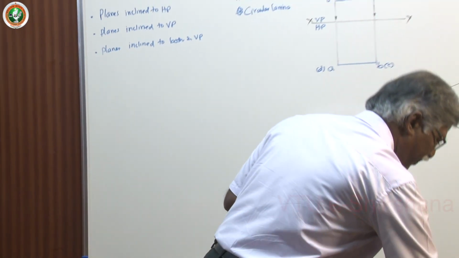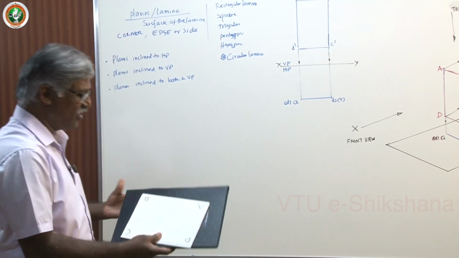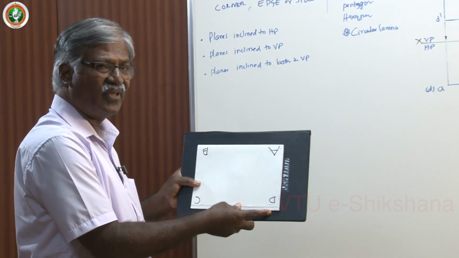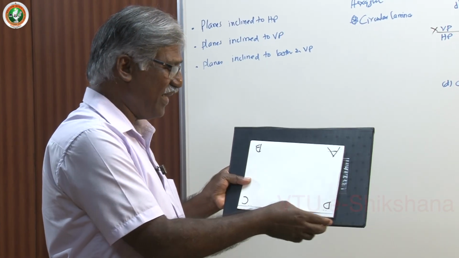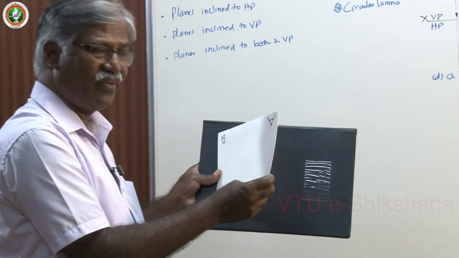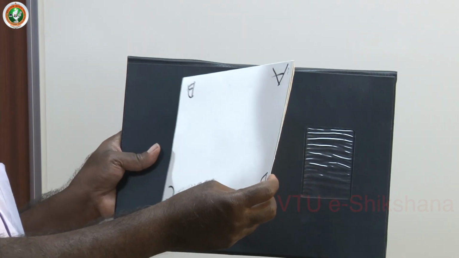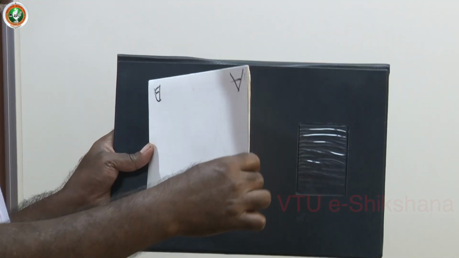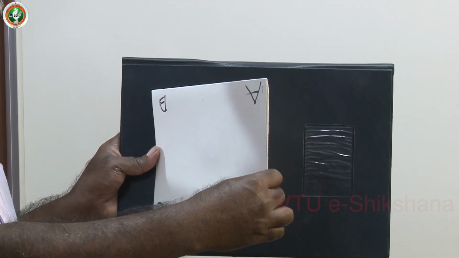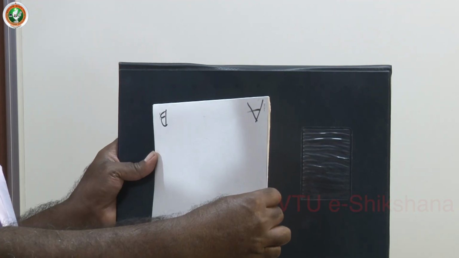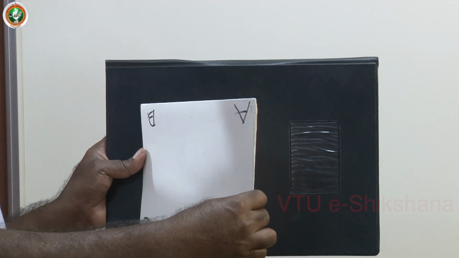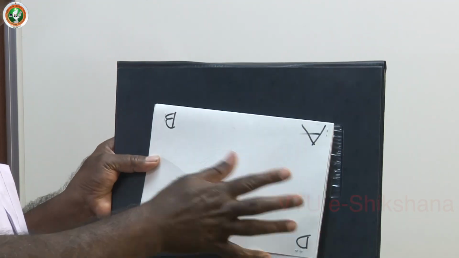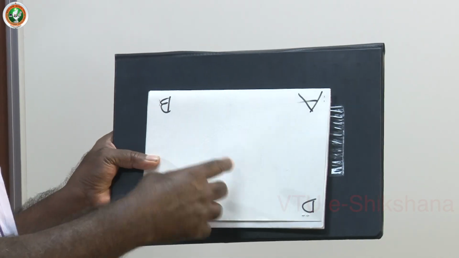Now let me take the same way. This is VP. The lamina is on VP now. One of the edges is on VP. In this particular case, the smaller edge is on VP. The lamina is inclined at some degree to VP and perpendicular to HP. Now if you look from top, you will get a line as the projection. That means the lamina is perpendicular to HP. So in this case, it is on HP, you will get the true shape on VP.